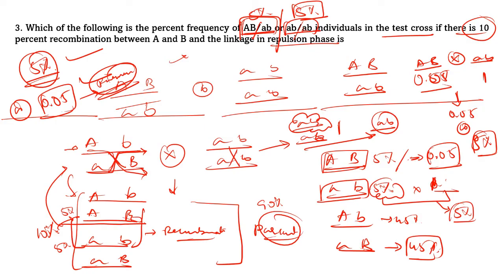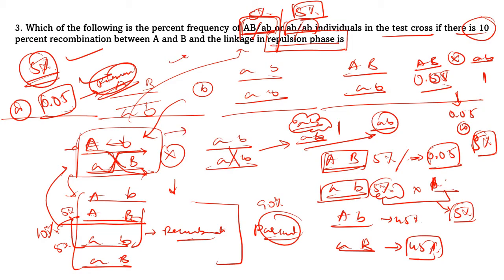So you have to take care of this repulsion phase linkage. The reason why I have written the parents in the form of capital A with small b is because they have mentioned that the linkage is repulsion phase. If they are saying it is a coupling phase linkage, the answer will be completely different. So make sure to check whether it is repulsion phase or coupling phase linkage, and also whether they are talking about selfing or test cross.